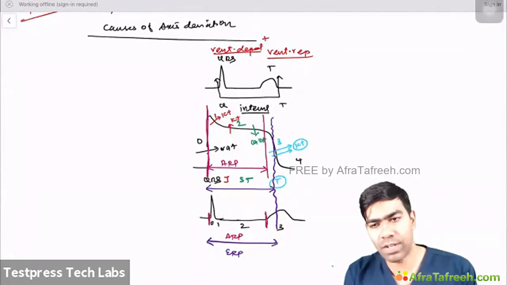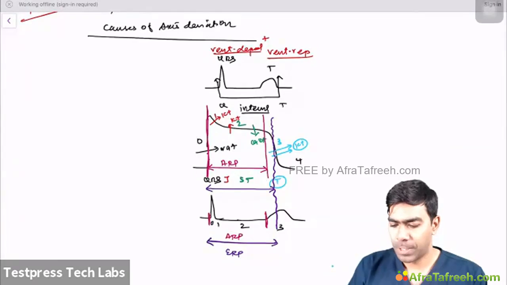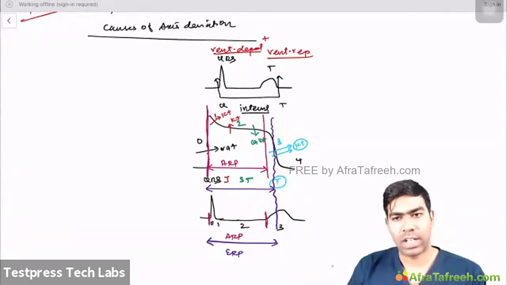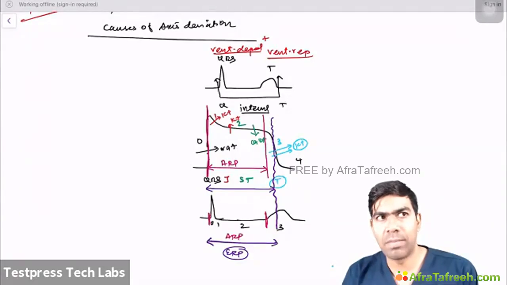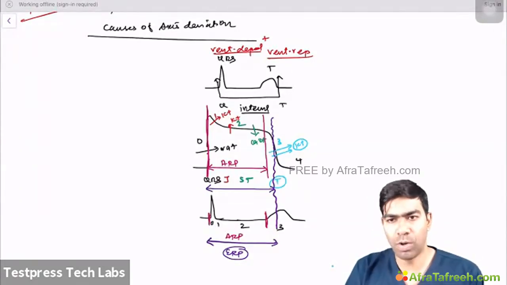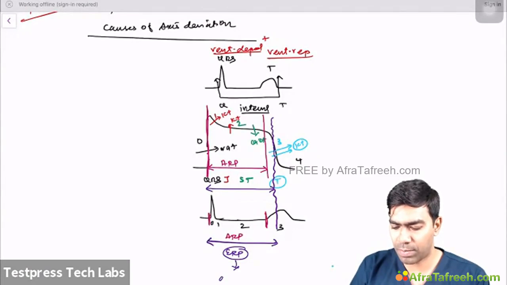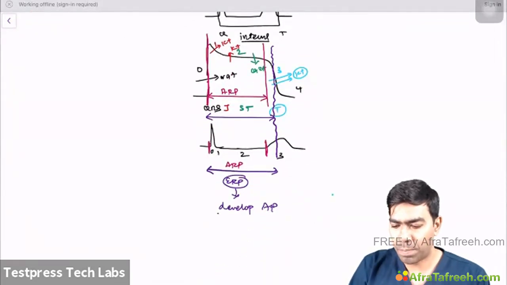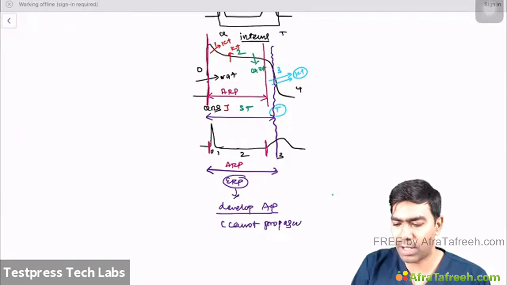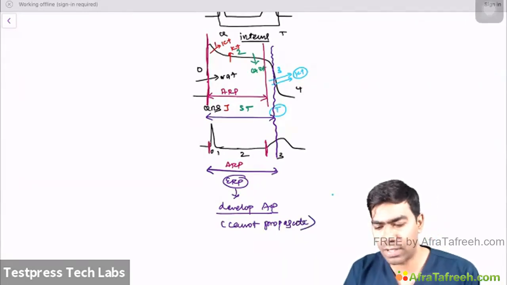So what is the definition of an effective refractory period basically? In the effective refractory period, if you give a stimulus, especially a suprathreshold stimulus, they might not be able to develop a full-blown action potential. They will develop a new action potential, but it cannot be propagated, which means there will be only a localized action potential. They cannot really be propagated. That is what we refer to as the effective refractory period.